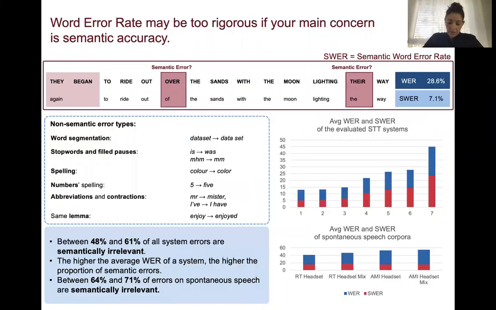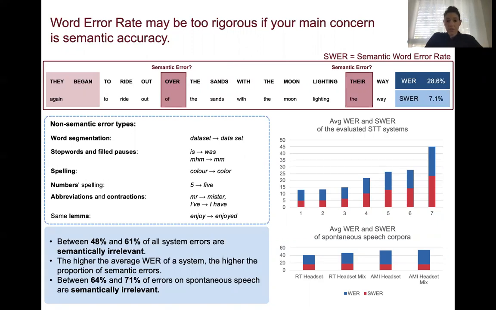This observation led us to an experiment which is presented here. We wanted to investigate what would be the error rate if we ignored all errors which don't seem to be semantically relevant. We classified the following error types as semantically not relevant: word segmentation differences, stop words and filled pauses, misrecognitions, spelling differences, numbers spelling differences, abbreviations and contractions differences, and words with the same lemma. The definition is very liberal, but helped us understand the word error rate results better.